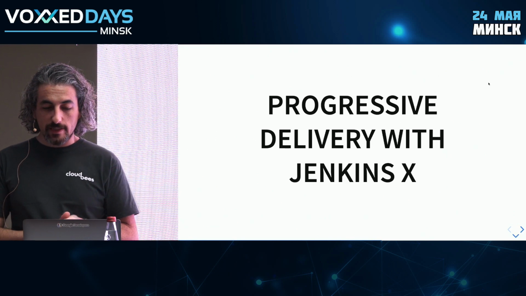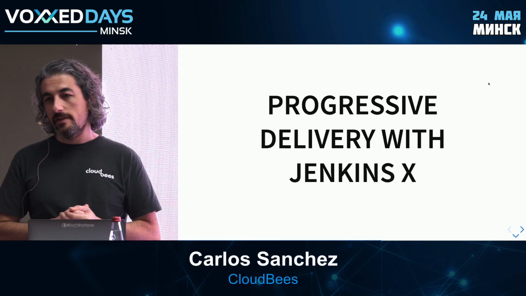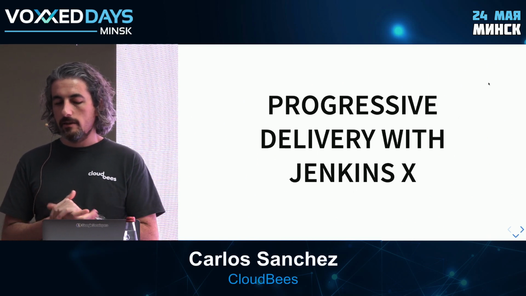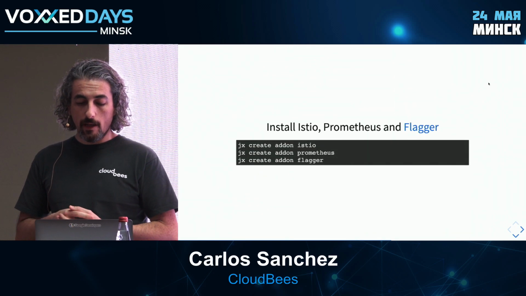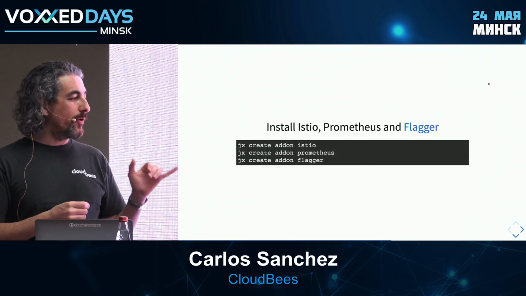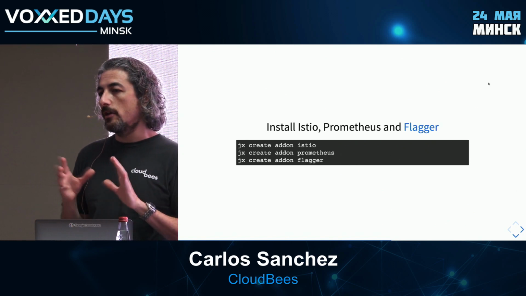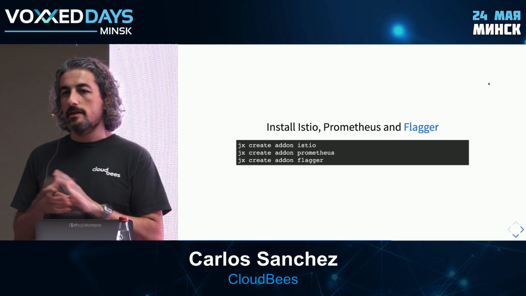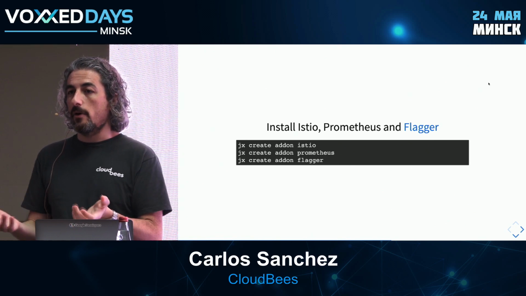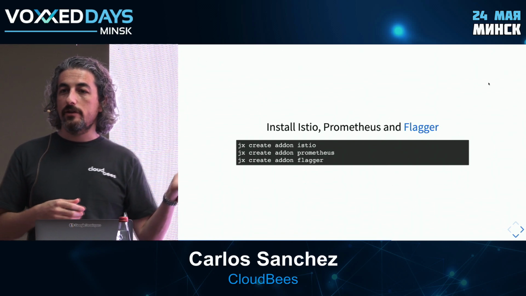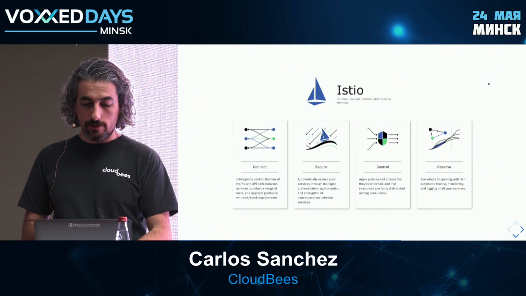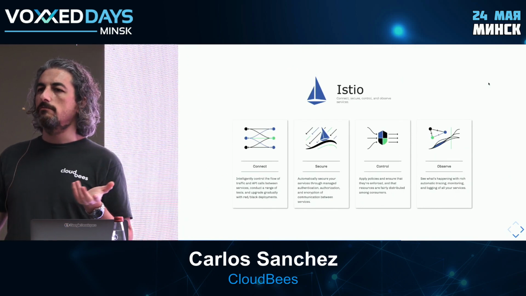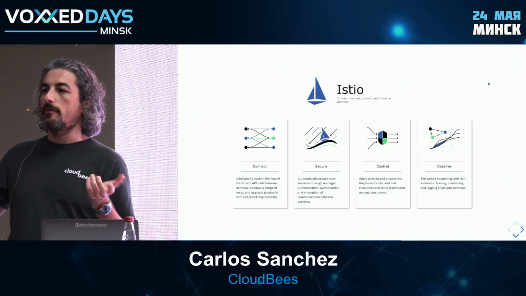And recently, we added progressive delivery to Jenkins X with canary deployments. And we use a project called Flagger. It's another open source project that manages the canary rollouts. And we use Istio and Prometheus. So let me start with Istio. Who knows Istio? OK, some people know.